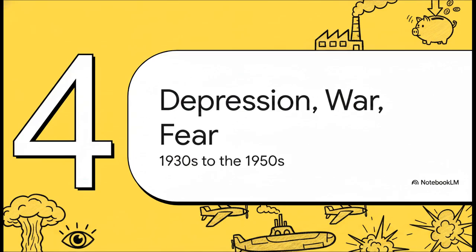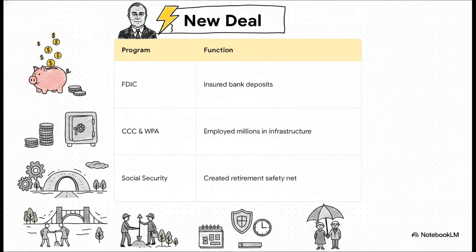Moving to Section 4, Depression, War, and Fear. The stock market crashes in 1929, ushering in the Great Depression, and that's followed pretty quickly by the intense paranoia of the early Cold War. President Franklin D. Roosevelt's response to the economic collapse was the New Deal. This fundamentally and permanently shifted the federal government's role.